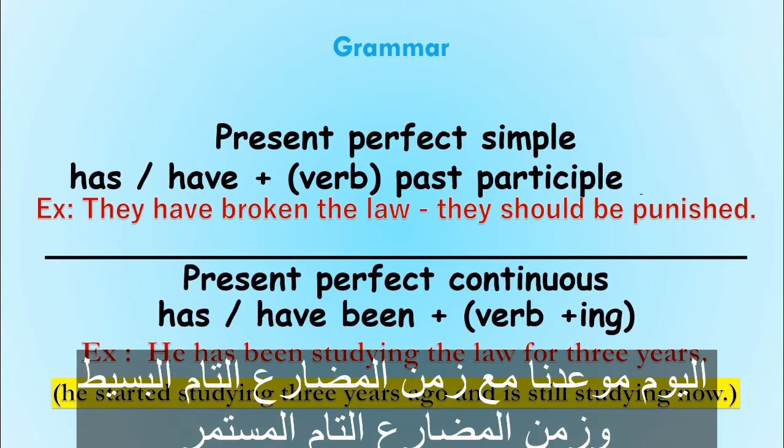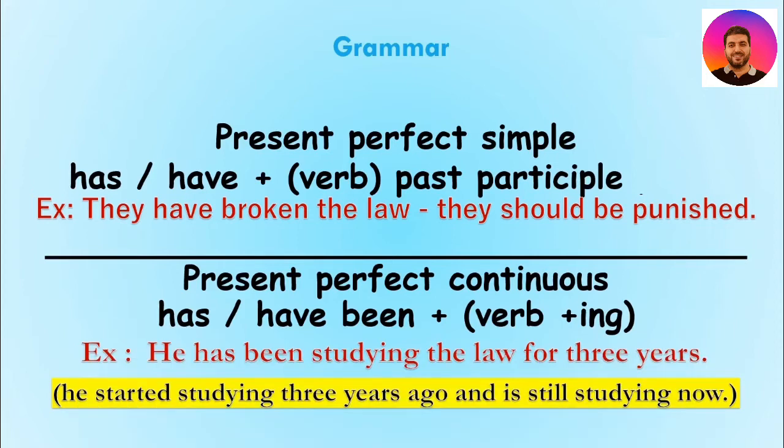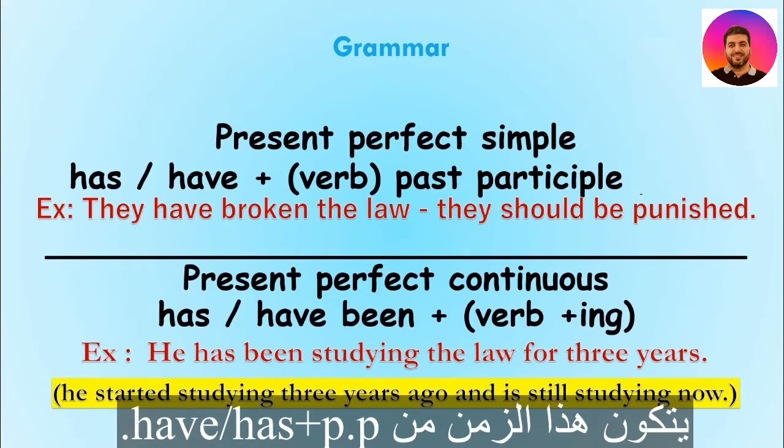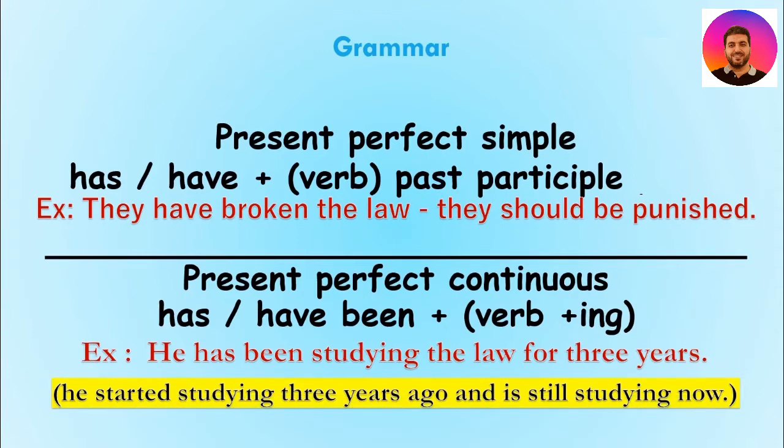So today's lesson is about the present perfect simple and the present perfect continuous. So we have two tenses here to compare. Present perfect simple, we form it by using have or has plus the verb in the past participle, or verb 3. For example, when I say, they have broken the law. So they should be punished. So here I have the verb have broken. We call this what? Present perfect simple.